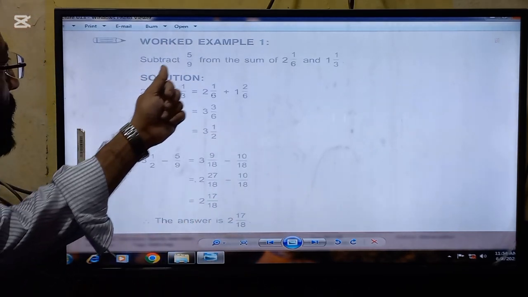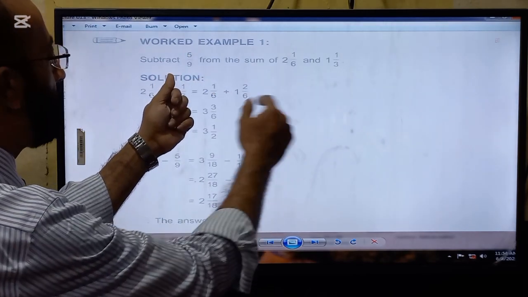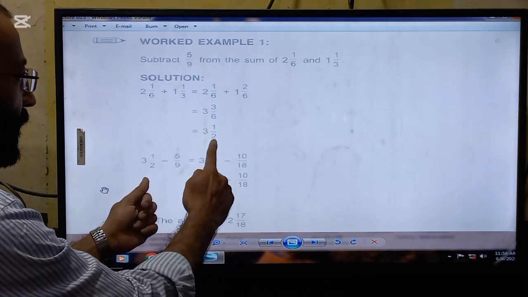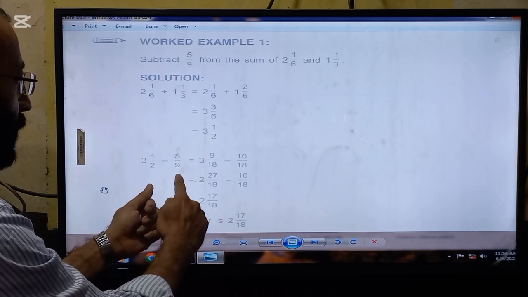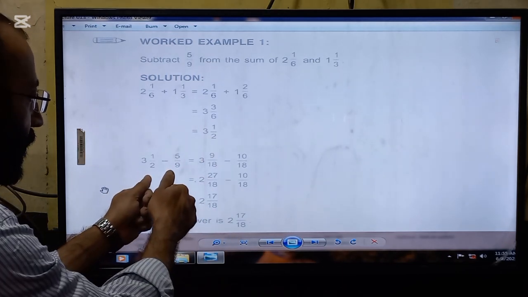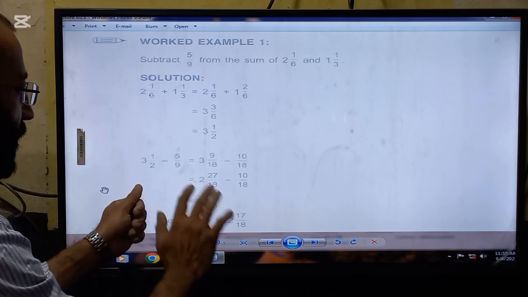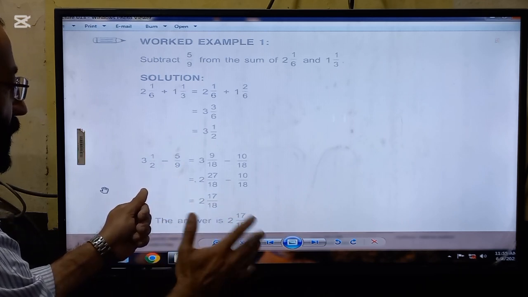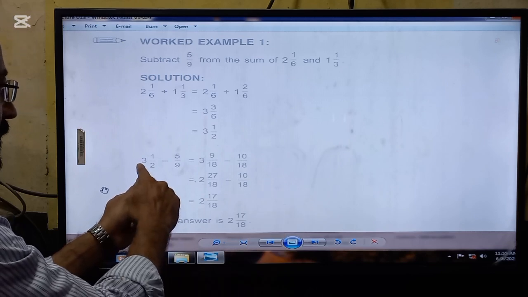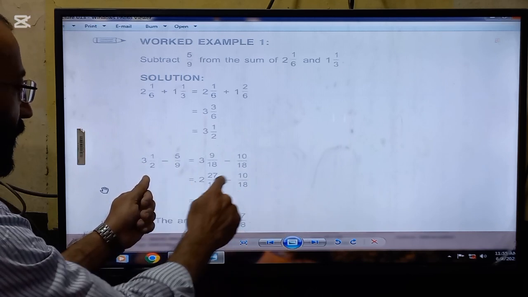Next requirement is to subtract 5 by 9 from the sum of this one. So 5 by 9 will be subtracted now. So this 3 whole number 1 by 2 minus 5 by 9. So look now, again these are unlike fractions. First we will convert these fractions into like fractions. So this 3 and 1 will remain as it is.